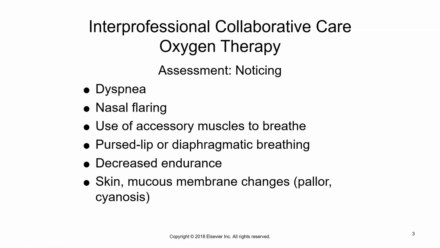So, first of all, assessment. When you're assessing someone who is experiencing shortness of breath or they're having difficulty breathing in some sense, you will see the following assessment findings. They may be short of breath. They may be sitting in the tripod position. They're using their accessory muscles to breathe. They're using either pursed lip or diaphragmatic breathing. Their respiratory rate may be elevated, tachypnea. You may see a decrease in endurance, an increase in their dyspnea.